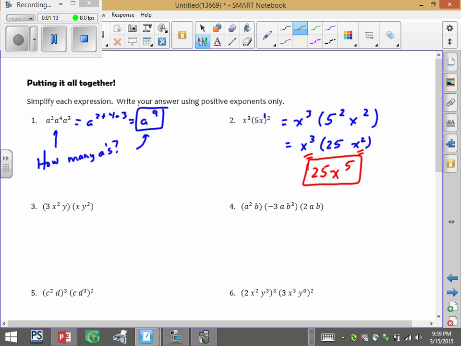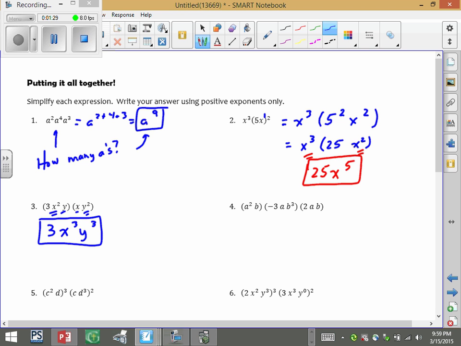Here we don't have any power to power rules, but we just want to start kind of combining what you see. So you have 2 x's here, 1 there. So we have 3 total x's. There's 1 y and 2 y's. So y to the third. We have the 3 on the very, very front.